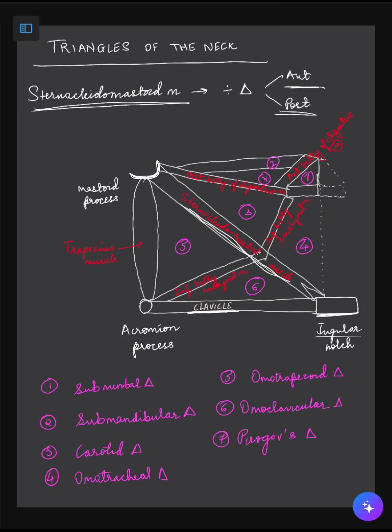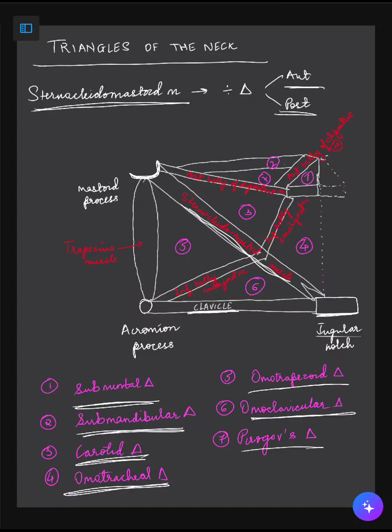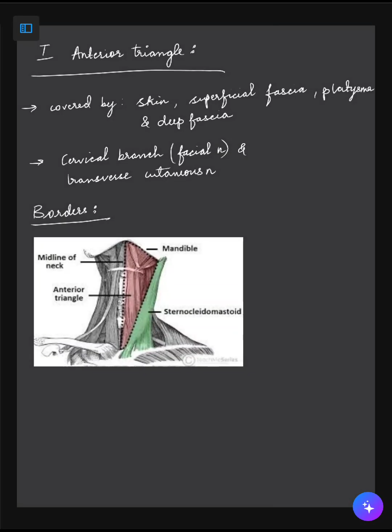Now, because of the muscle attachments and bones, several triangles are formed: the submental triangle, formed by the anterior belly of the digastric muscle and the hyoid bone; the submandibular triangle, which is here; the carotid triangle; the omotracheal triangle; the omotrapezoid triangle; the omoclavicular triangle; and Pirogov's triangle. We will study these triangles one by one.